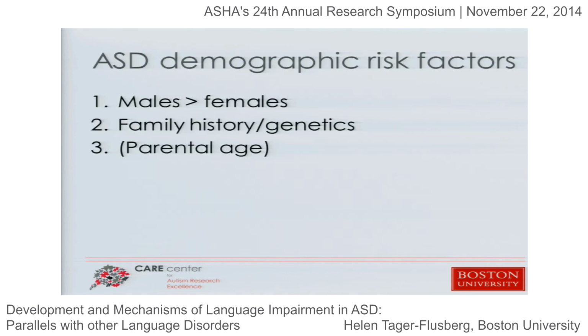Okay, so what do we know about demographic risk factors? As I've said, males more than females, family history, and the more loaded your family history, the higher the risk, pointing to genetics. Another demographic risk factor, which is parental age, which I think also does come out in epidemiological studies of SLI, but I'll be comparing the risk factors later.